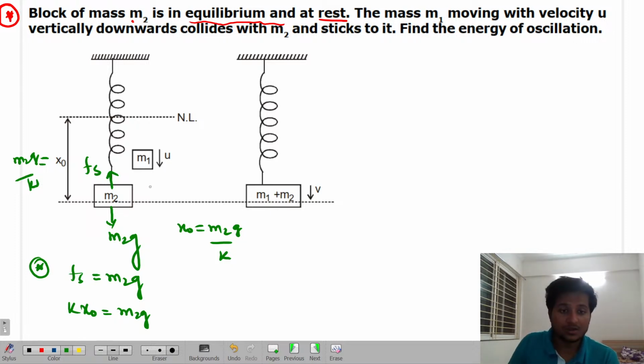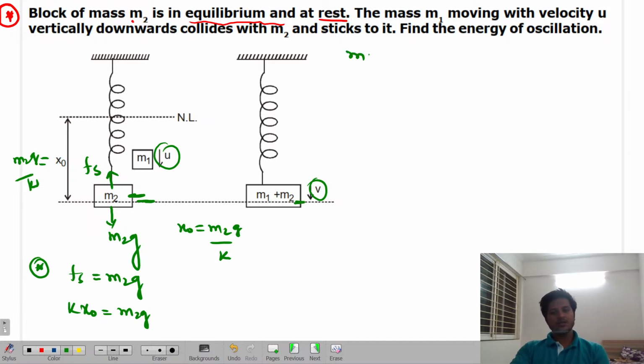Now this block started with initial velocity u. It comes and sticks to this mass, isn't it? Once again, it's an inelastic collision. It will have a different velocity. So between this and this phase, I can apply momentum conservation. What will be that? m1u plus m2 into 0 must be equal to m1 plus m2 into velocity v.